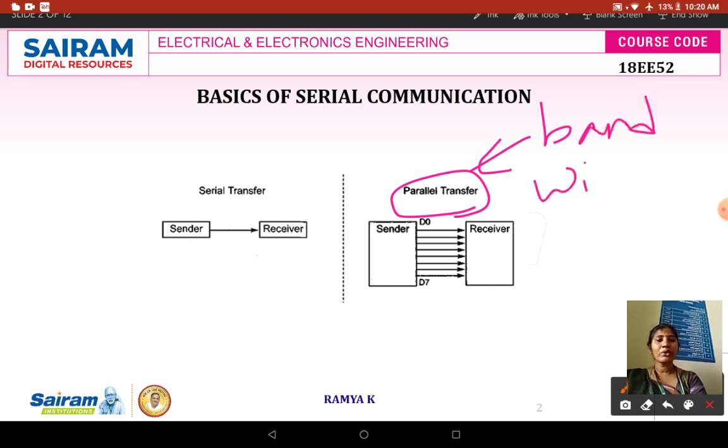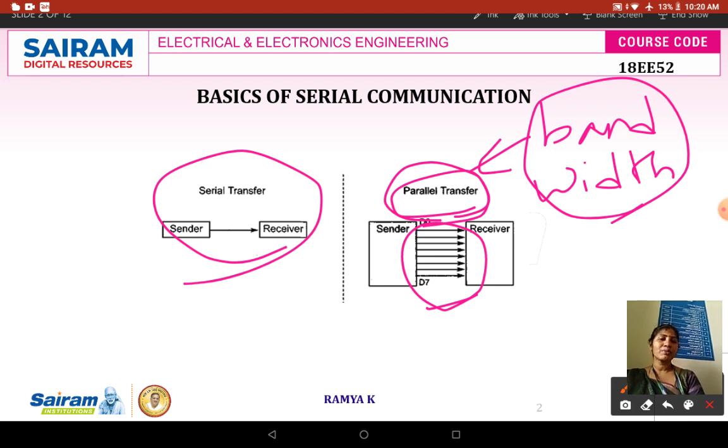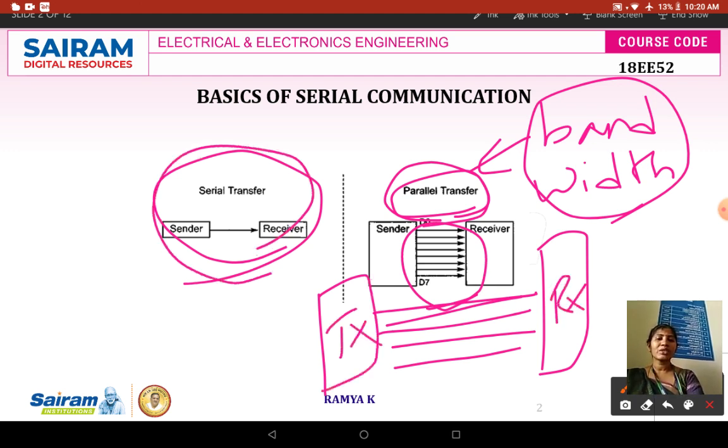Why? Because we are going to transmit many bits of data at a time. Therefore the bandwidth consumed when you are doing a parallel communication will be more when compared to your serial communication. So the best means of transmitting your data is parallel communication, as it is going to convey the information at a time from your transmitting end to your receiving end, whereas serial data transfer only one bit at a time.